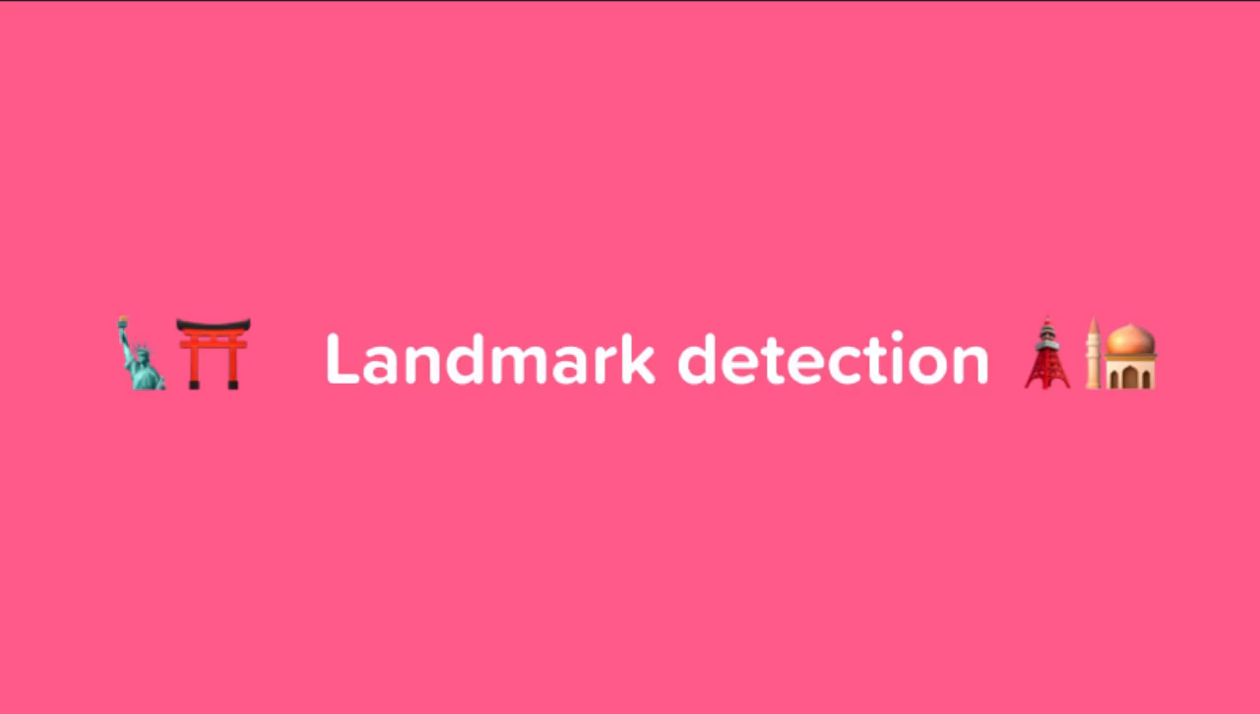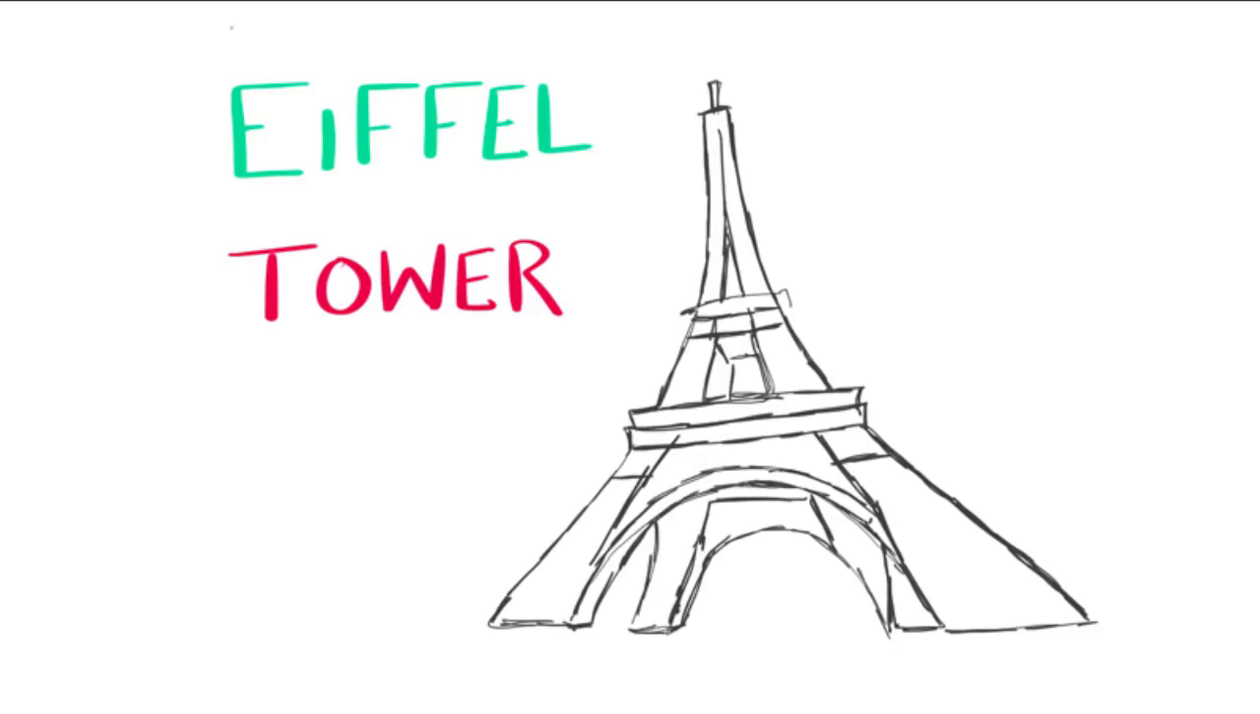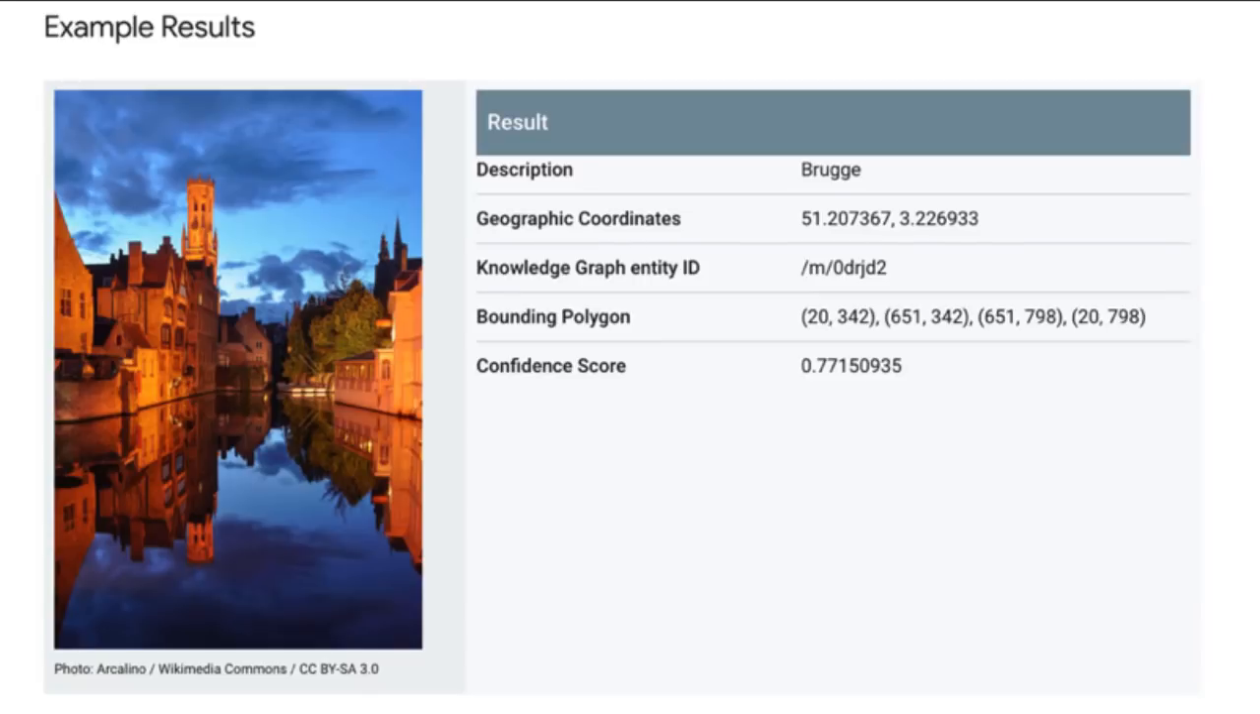Cool. OK, so landmark detection is the next one that we're going to have a look at. So this is one of my favorite ones because I like to travel a lot. So I like to see what it identifies and picks up in my pictures. So one example of what it would pick up is obviously the Eiffel Tower. It's my beautiful drawing skills.